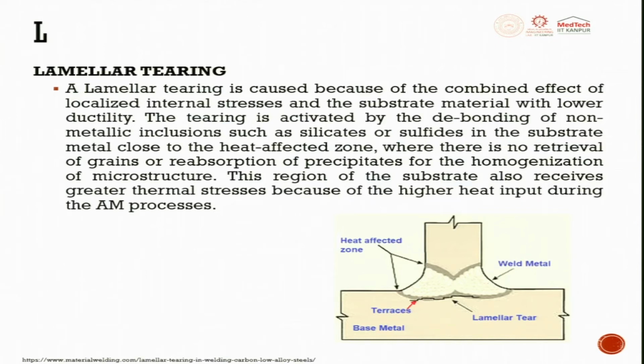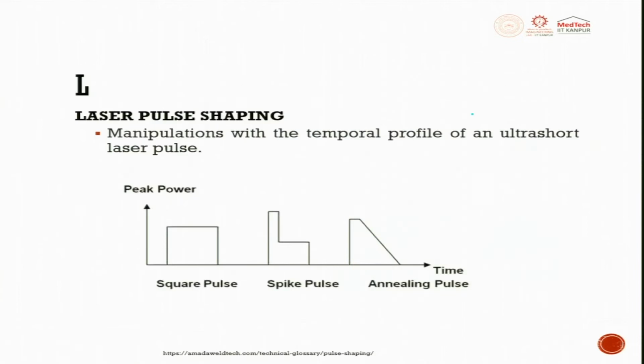What is lamellar tearing? Lamellar tearing is caused because of the combined effect of localized internal stresses and substrate material with lower ductility. This tearing is activated by debonding of a non-metallic inclusion such as silicate or sulfide in the surface. These are the traces, these are lamellar tearing. Tearing is caused because of a combined effect of localized internal stresses and substrate material with lower ductility.